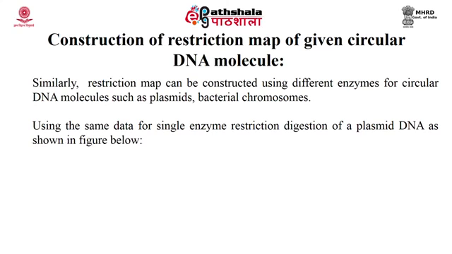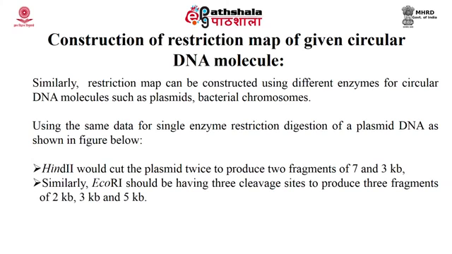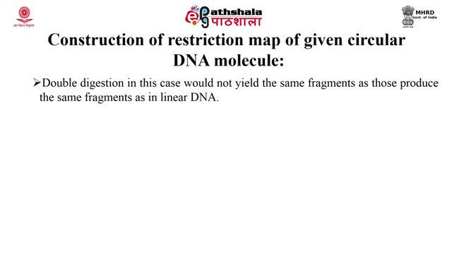Using the same data for single enzyme restriction digestion of a plasmid DNA as shown in the figure below, we have that HindII would cut the plasmid twice to produce 2 fragments of 7 and 3 kb. Similarly, EcoRI should have 3 cleavage sites to produce 3 fragments of 2 kb, 3 kb and 5 kb. Double digestion in this case would not yield the same fragments as those produced in the linear DNA.